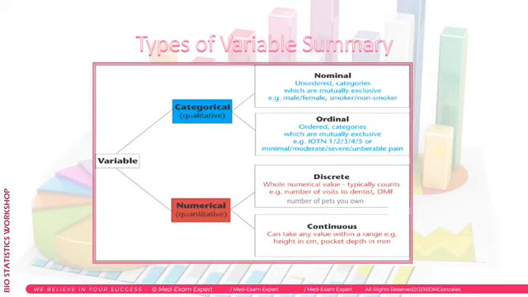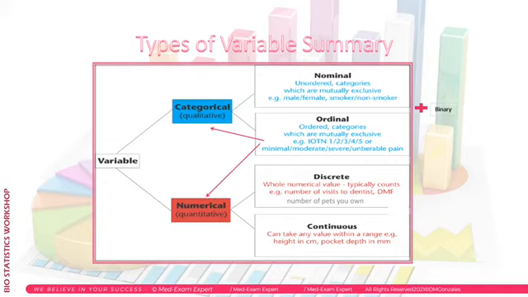We have types of variable. We have two major types: your categorical and your numerical. Under your categorical belongs your nominal and your ordinal, and under numerical you have your discrete and your continuous. We have another category under qualitative variable, which is your binary, and your ordinal can also be classified under categorical and numerical depending on whether you use the number or you use description.